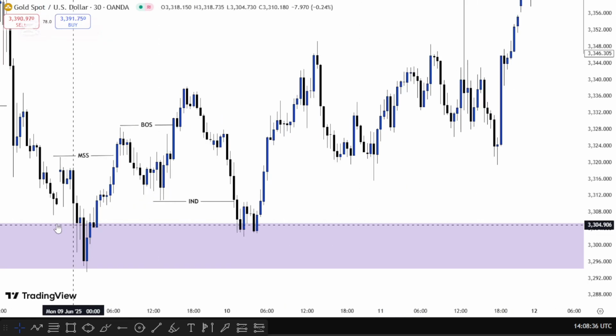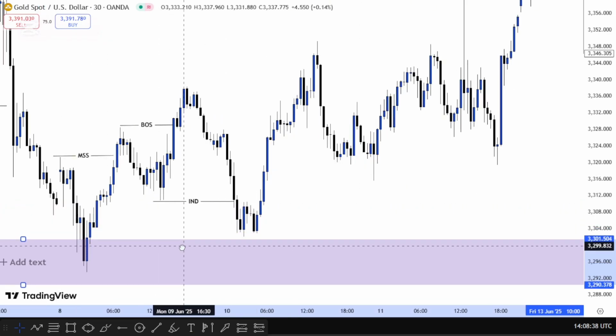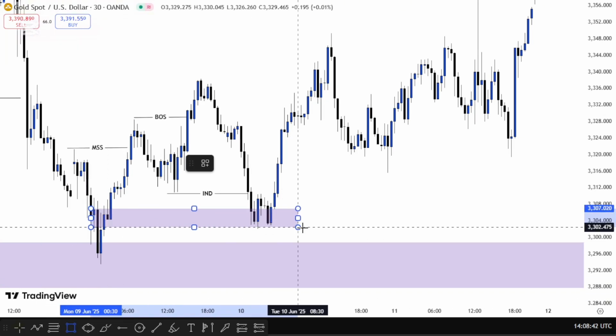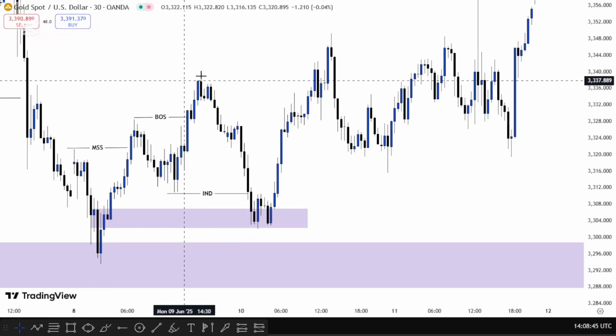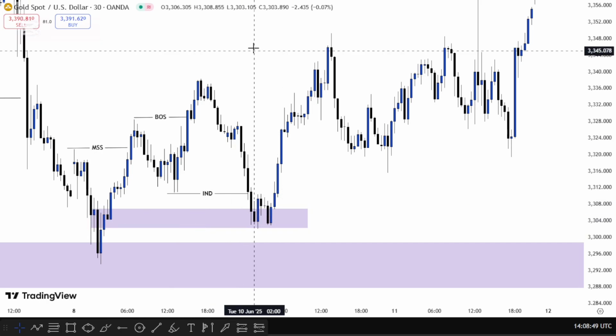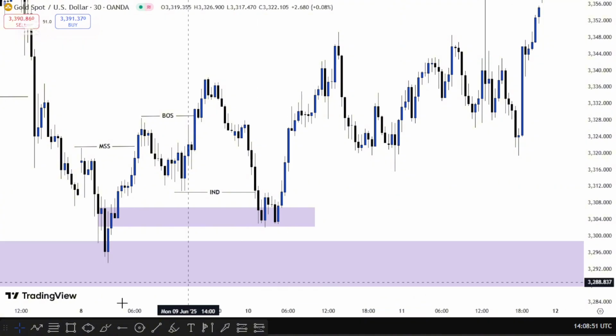Now we have this. Sorry, I'm just going to pull this back a bit. We have this breaker block right here. Kaboom! What happened? Market just steps into it, and then kaboom, to the upside.